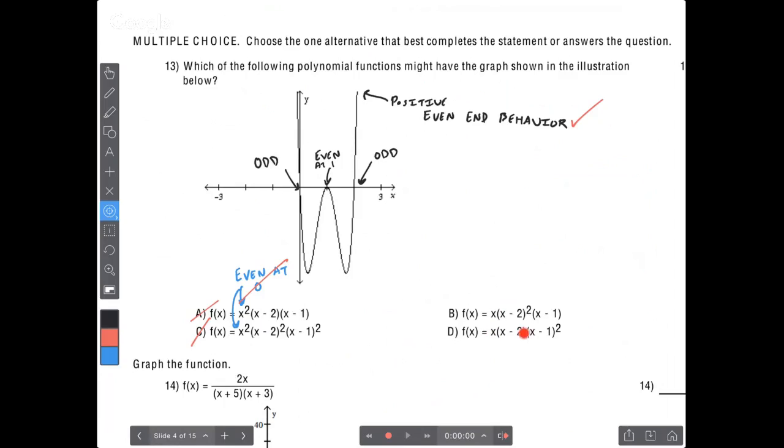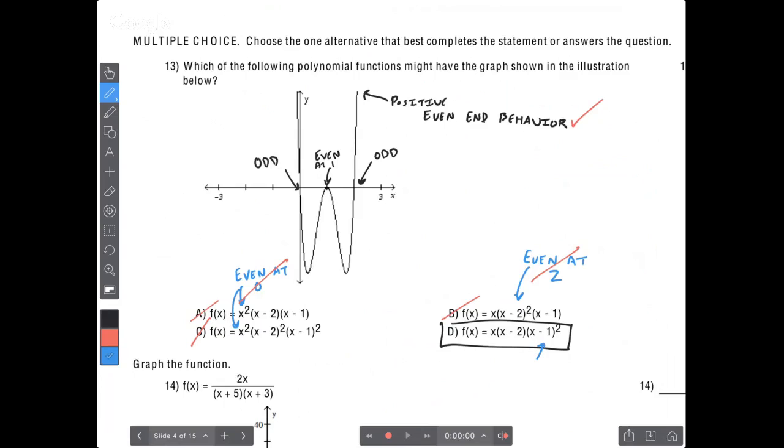Solid. Now one of these has even multiplicity at 2. I don't want even multiplicity at 2. That's bad. Even at 2. Don't want that. Get rid of that. So it must be D. X times x minus 2 times x minus 1 squared.